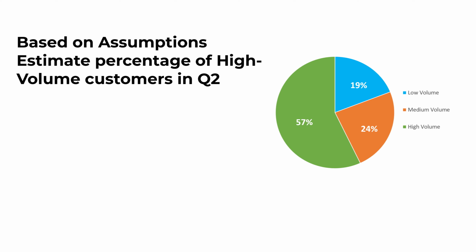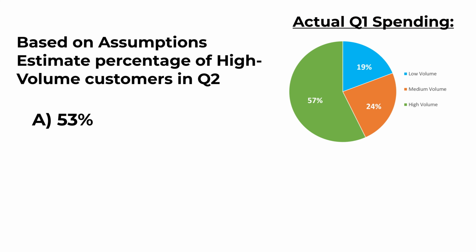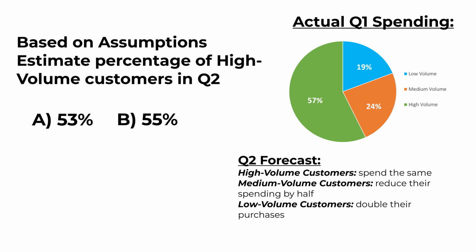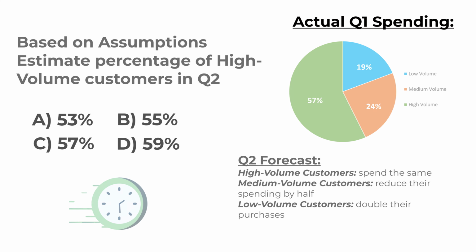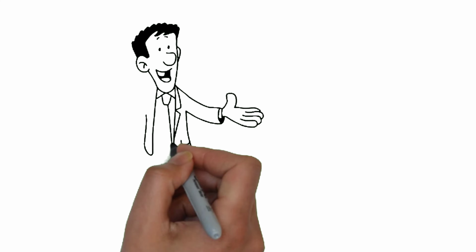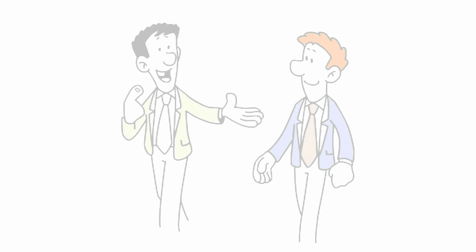There are 4 different choices. Choice A, 53%, choice B, 55%, choice C, 57%, and then choice D, 59%. Do you see the answer? See if you can pause this video to give yourself a little bit of time, and maybe use a piece of paper and calculator, unless you can do all the calculations in your head. Ready or not, I am going to move forward and explain to you my version of the solution.